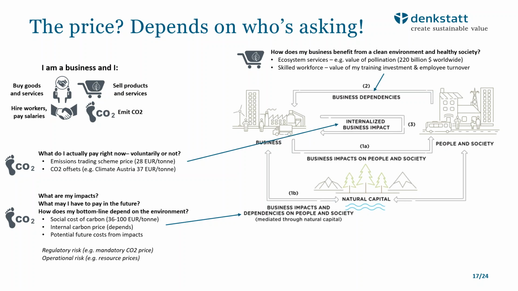The value of pollination really is the value that agriculture derives from pollinators. So if pollinators did not exist, we would have fewer crops. It's as simple as that. So that's the idea of ecosystem services. That's the idea of business dependency on a clean environment. So there you have a different way of thinking about costs and benefits.